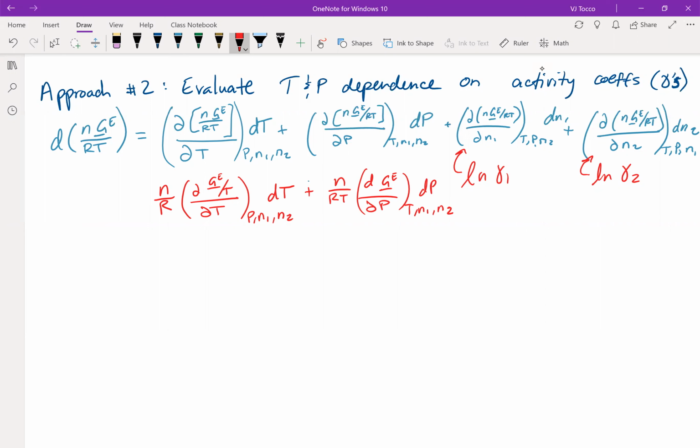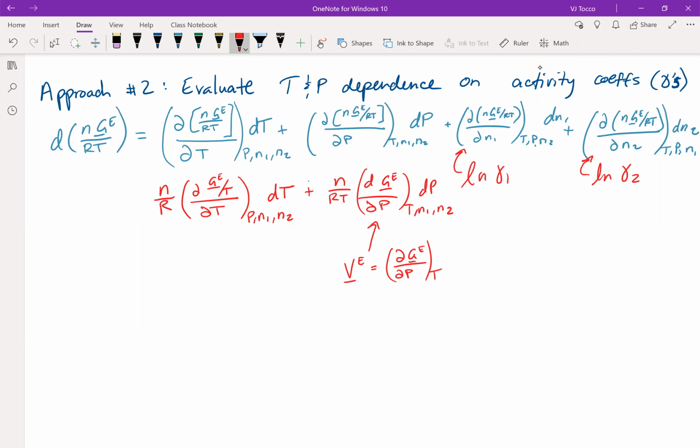And before I clean it up a little bit, I want to make some more simplifications here. I've got a fundamental property relationship that takes care of this partial derivative of GE with respect to P at constant T. So recall the fundamental property relationships. I can say that molar excess volume is equal to the partial derivative of excess molar Gibbs free energy with respect to pressure at constant T. So I can simplify that.